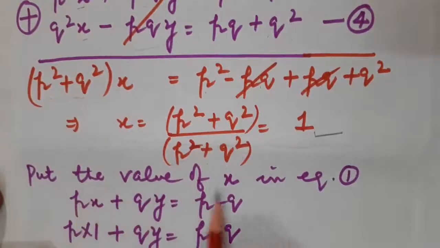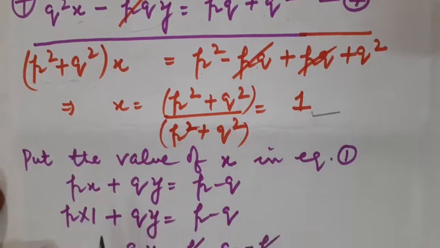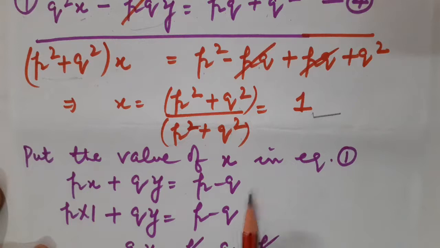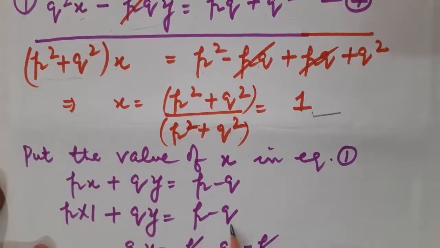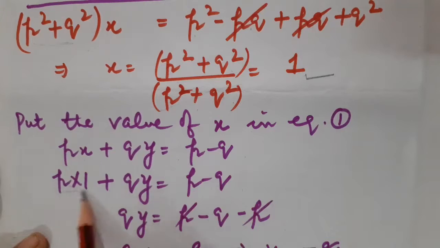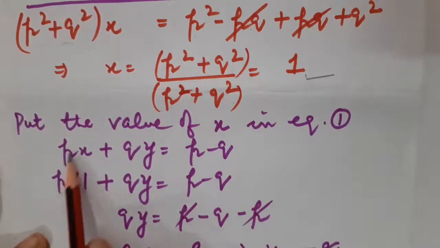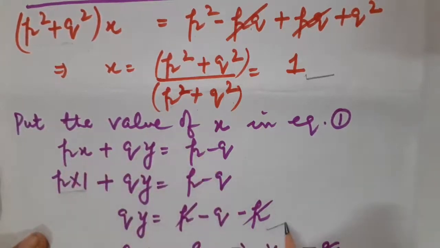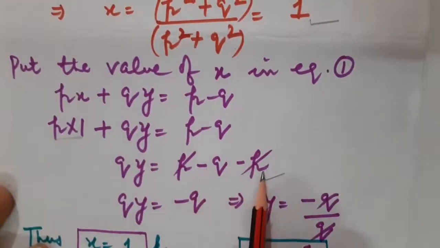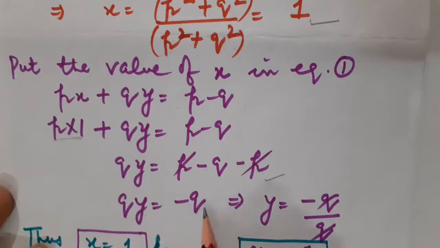Now put the value of x in equation number 1. What is equation number 1? This is written here. This is Px plus Qy is equal to P minus Q. So in place of x I am going to put 1. P into 1 plus Qy is equal to P minus Q. Here P into 1 definitely will give you P. It will go to the other side of equal to and become minus P. Plus P and minus P are going to be cancelled. So Qy is equal to minus Q.